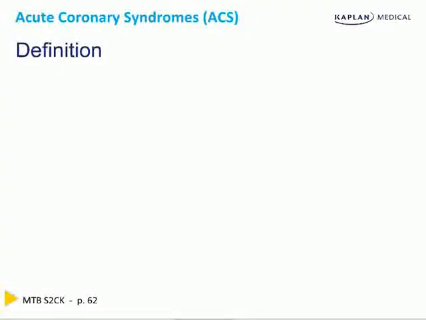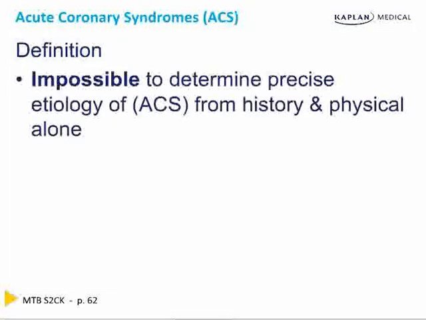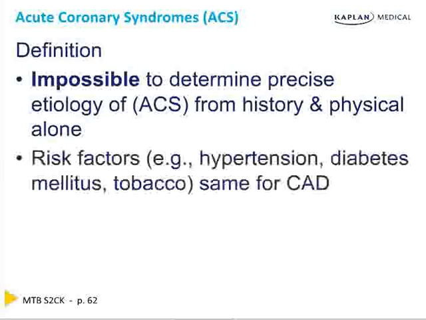You cannot determine the precise etiology of chest pain simply from a history and physical. It is impossible. You cannot tell if someone's having an infarction or ischemia simply from chest pain. You can only know after you have the enzymes or you've done catheterization and the EKG. Risk factors help you, but they don't tell you for sure. All you know is that someone has chest pain.